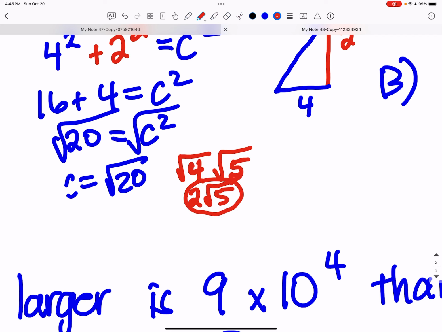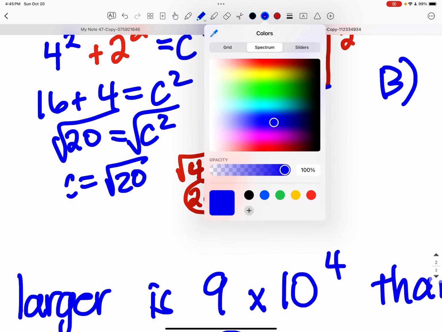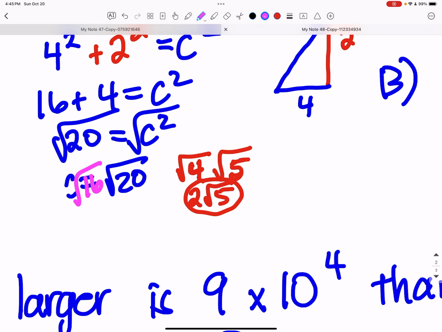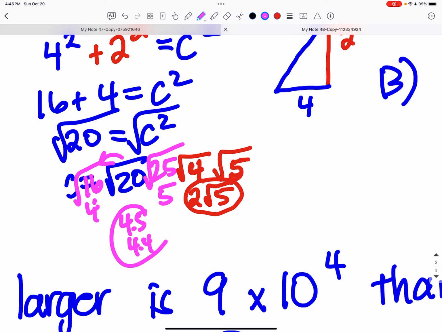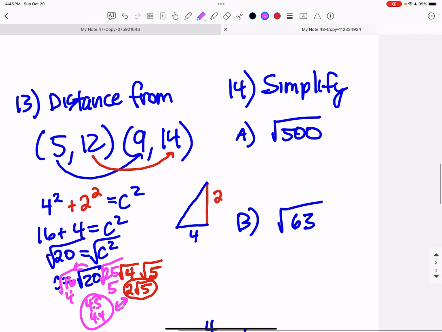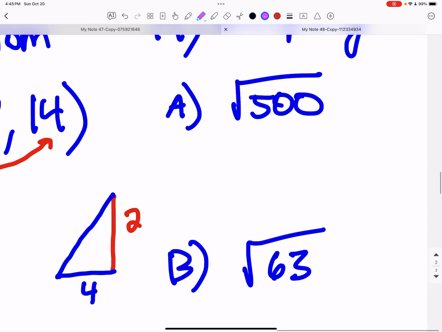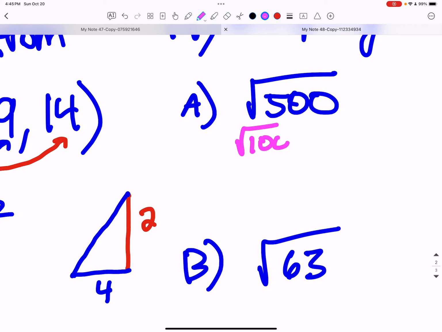If you were to estimate the answer, I would have to say this is between 16 and 25. So this is between 4 and 5. And it's a little bit closer to 4, so this is like 4.5 or 4.4, somewhere in there. So either one of these answers would work. Let's see, simplify this. Simplify doesn't mean estimate. This is the square root of 100, which is a perfect square, times the square root of 5. The square root of 100 is 10, and then 10 times the square root of 5.